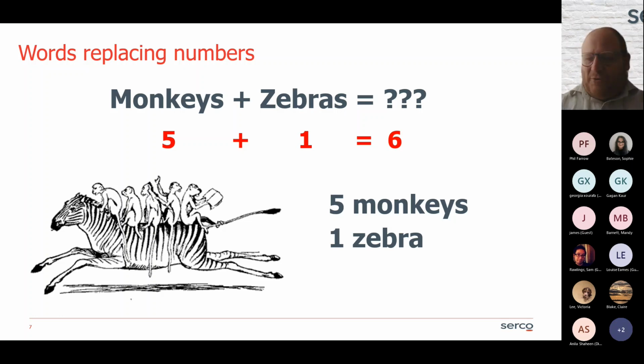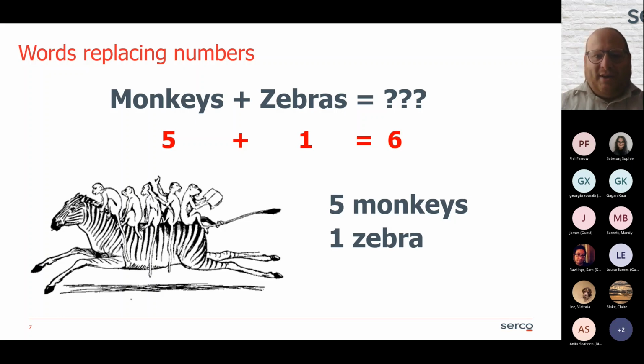I've got this image, which is actually from an Edward Lear nonsense poem of zebras and monkeys. And if we look at there, and we say, well, there's monkeys on the back of a zebra, well, we can see there that there are 5 monkeys, 1, 2, 3, 4, 5. So we've got 5 monkeys, and there's only 1 zebra. So now if I ask you, what is monkeys plus zebra? Can anybody tell me the answer? Brilliant. Got some answers coming through. Yeah, 6. We've got 5 monkeys and 1 zebra, which equals 6. 5 plus 1 equals 6.